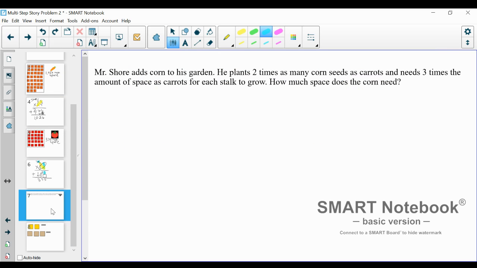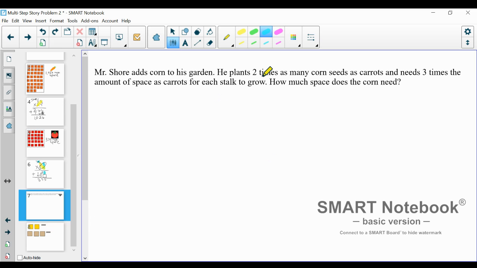All right, welcome back. So the challenge question, or the fast finisher, is: Mr. Shore adds corn to his garden. He plants 2 times as many corn seeds as carrots, and needs 3 times the amount of space as carrots for each stalk to grow. How much space does the corn need? Okay. So for this one here, let's first go back to our quantities.